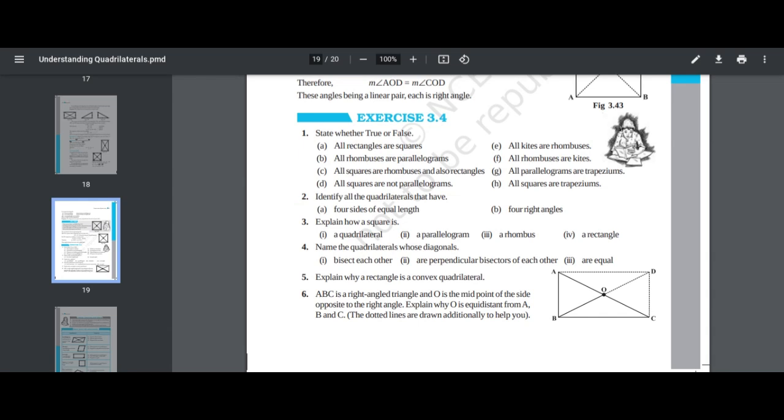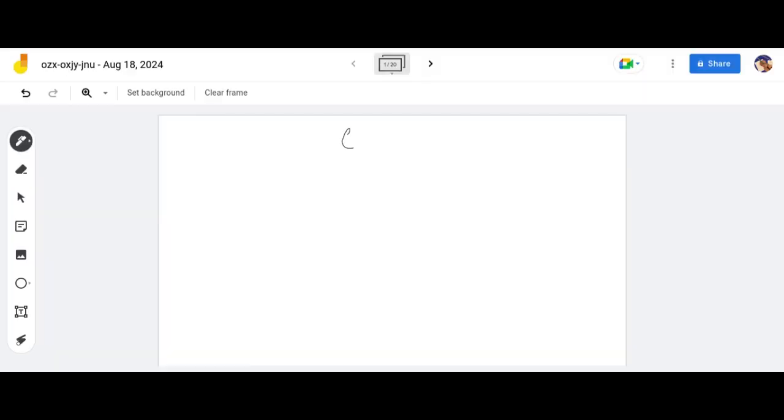notebook. You don't have to write each question, you can just mention the question number, question 1 part A. State whether true or false. We have to give the option, false or true. So, all rectangles are squares? No. This is a false statement. Now you have to write the answer as well. You have to give the reasons. Now how will you do that? You have to set your page like this.